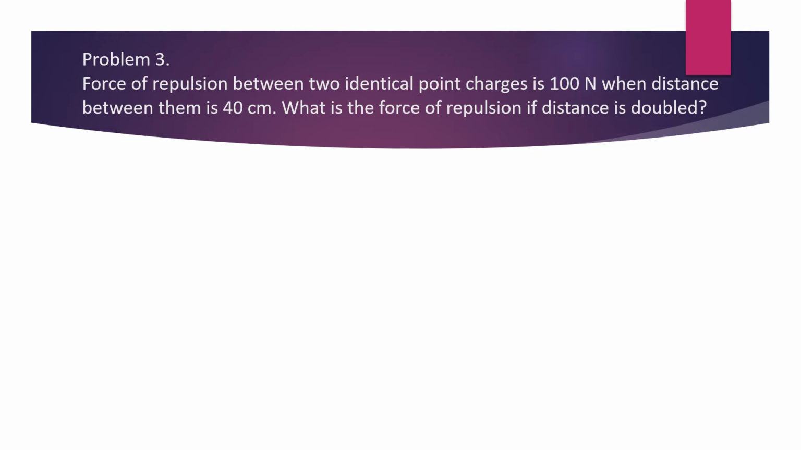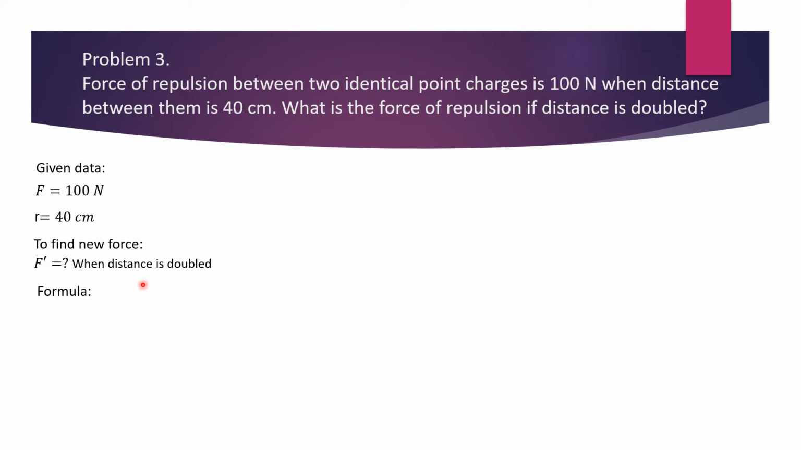Problem 3 is, the force of repulsion between two identical point charges is 100 Newton when the distance between them is 40 centimeters. What is the force of repulsion if the distance is doubled? Now the given data is force is equal to 100 Newton and distance R is equal to 40 centimeters. To find force F when distance is doubled, this is to be found.